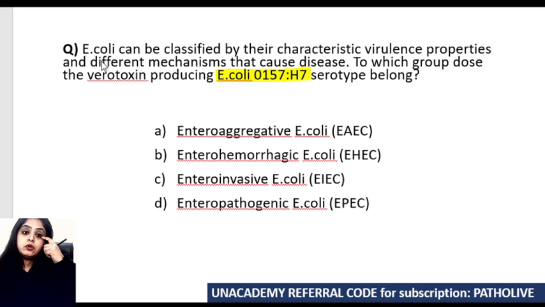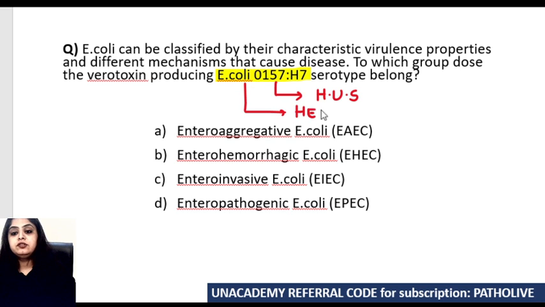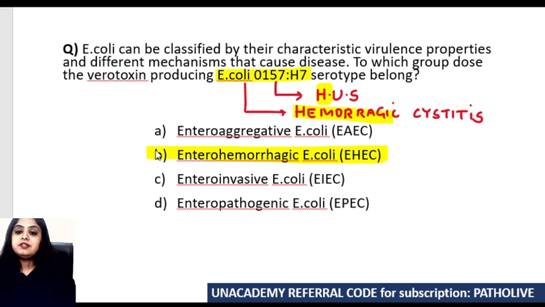So first and foremost, when you're talking about E. coli O157H7, this is the one which is very famous for causing hemolytic uremic syndrome. You all must have heard of it. Hemolytic uremic syndrome, number one, and it is also very famous for causing hemorrhagic cystitis. So basically, if I focus on these words, the first one was hemolytic uremic syndrome, second one is hemorrhagic cystitis. So the word hemorrhage is definitely coming in both of them. Hemolytic, hemorrhagic. So definitely the type of E. coli under which the O157H7 comes is enterohemorrhagic E. coli, which is also known as EHEC.